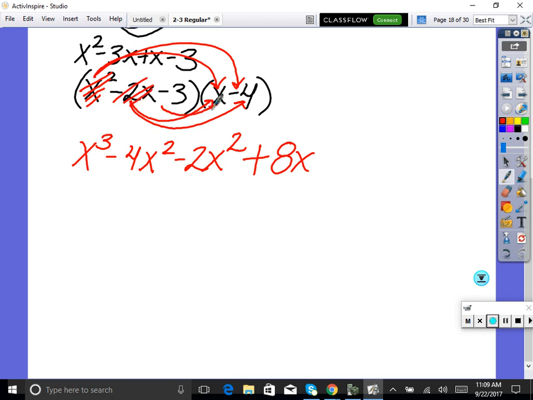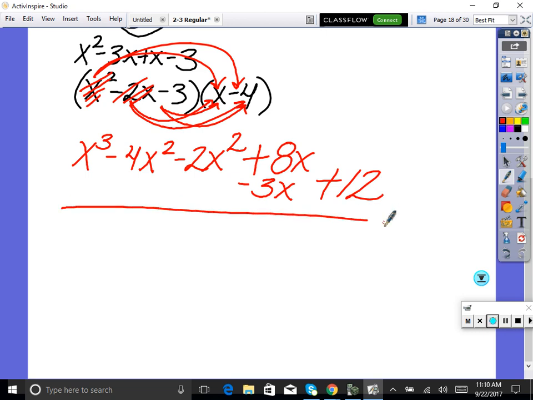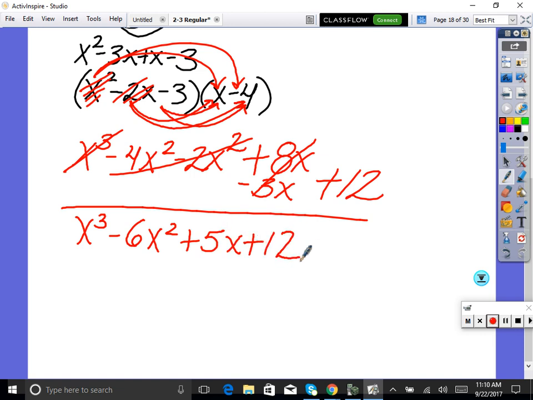And then negative 3 times x is minus 3x. And then negative 3 times negative 4 is positive 12. Let's combine like terms and we're done. So we were just working backwards on this one. We have an x cubed, no other x cubes, minus 6x squared, and then plus 5x, and then plus 12. And now the polynomial in standard form is given that had those solutions.